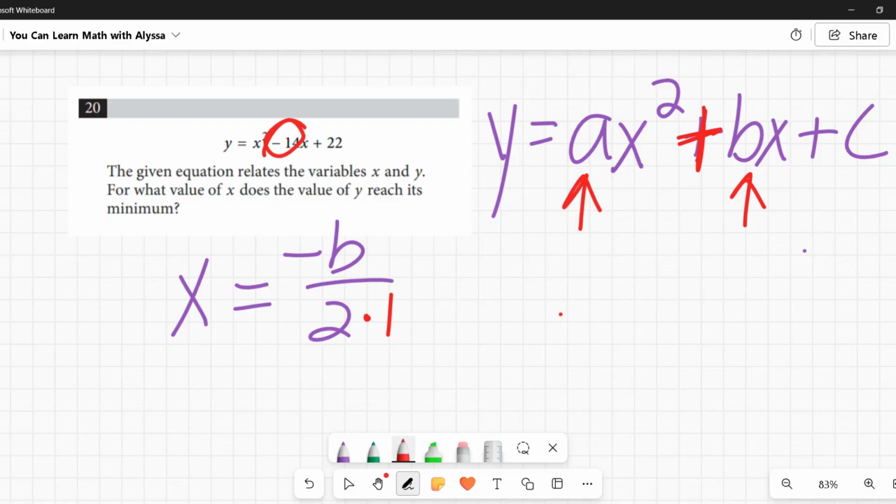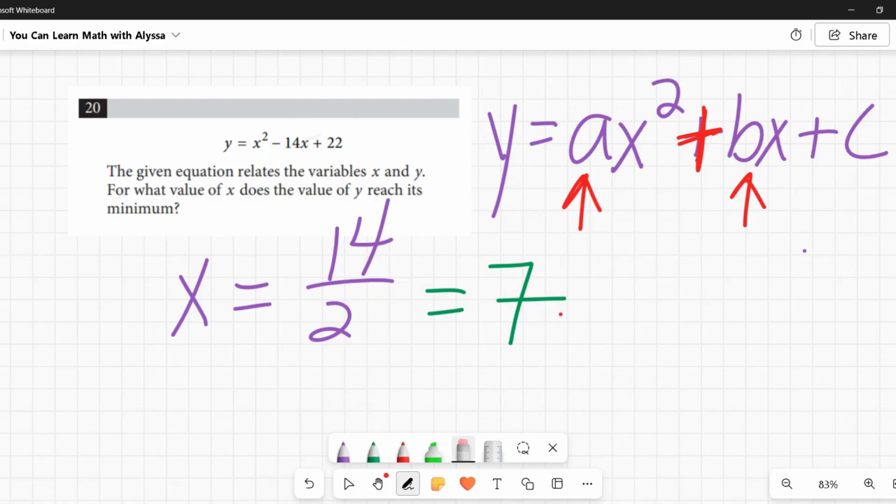So when it says negative b, it means the opposite of b. Since b is a negative 14, the opposite of that would be a positive 14. 2 times 1 is just 2. 14 divided by 2 is 7. 7's my answer. That's it. It's the axis of symmetry. It goes through the minimum, and it's the x value of the vertex, all in one.